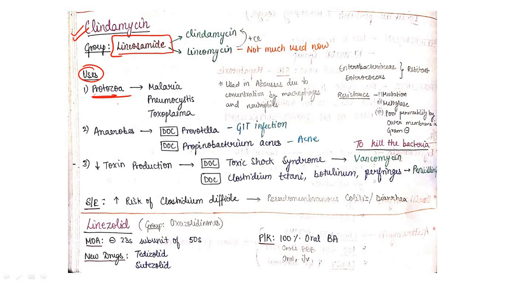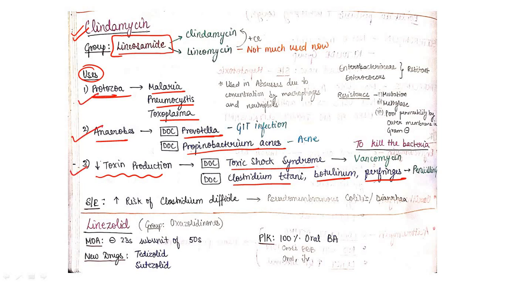So this drug can be used in cases of protozoal infections such as malaria, pneumocystis or toxoplasma. Then it can be used for anaerobes. Basically it's a drug of choice for Prevotella GIT infection, and for Propionibacterium acnes. Third, it also decreases toxin production. So it is the drug of choice for toxic shock syndrome, and for Clostridium tetani, botulinum, perfringens. Basically, it's a drug of choice for toxins. Wherever toxin production is there, you should administer clindamycin. So three uses mainly: antiprotozoal, anaerobes, and decreasing toxin production.